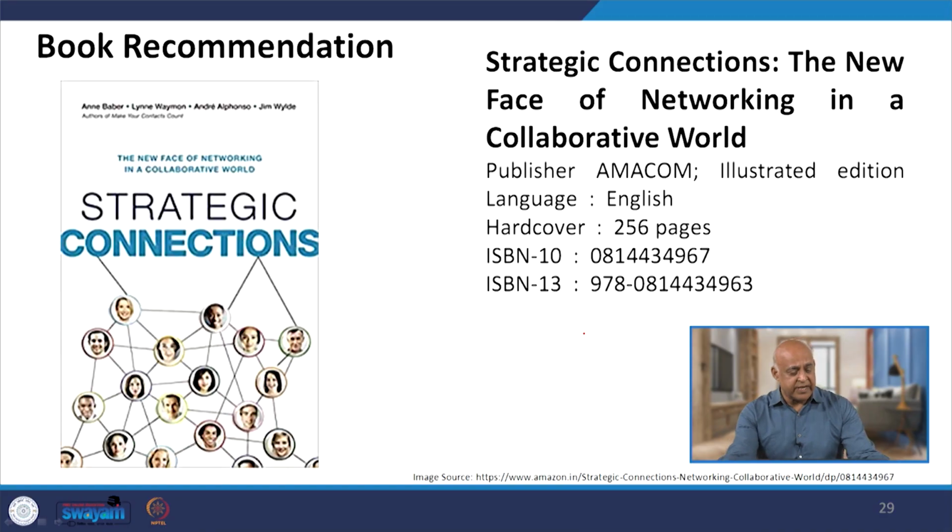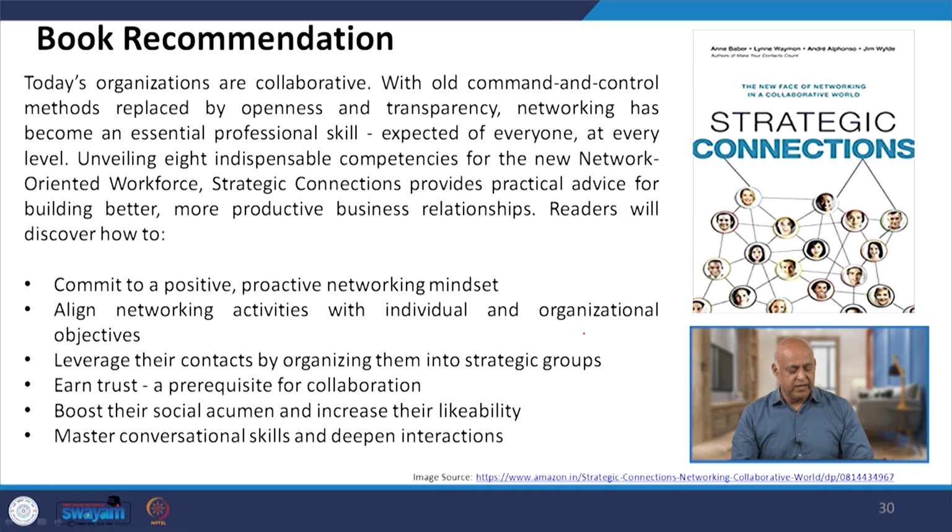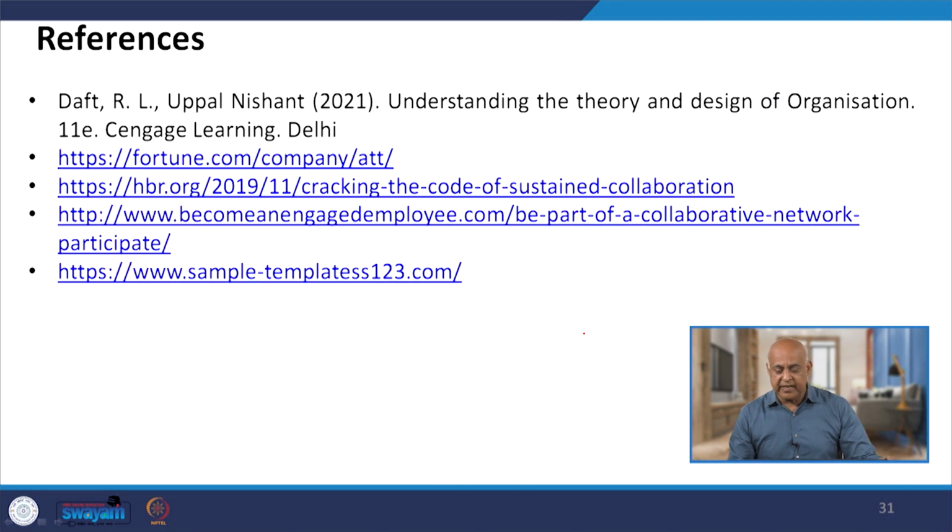This is the book Strategic Connections, the new phase of networking in a collaborative world, which is based on competitors, and even these competitors go for this type of collaborative work together. This book talks about collaboration with the competitors. It recommends positive proactive acknowledgement, aligning networking activities, leveraging their contrast, earning trust, boosting social acumen and mastering conversational skills, and here you will find a deepened interaction.